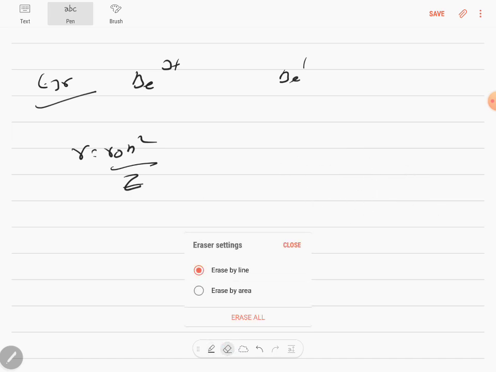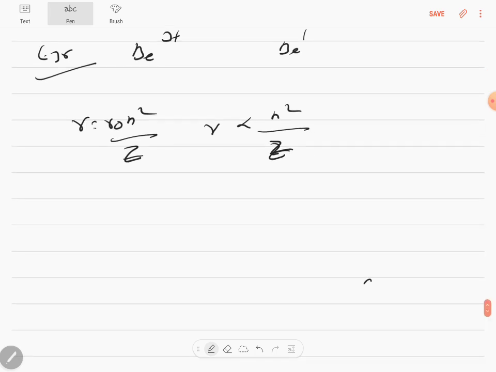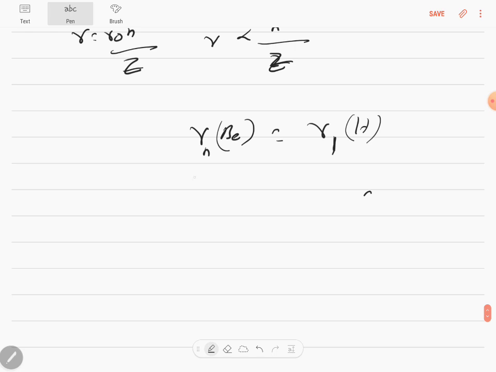Therefore, you should also know that for any other atom, R will be proportional to n square by Z. So, R is proportional to n square by Z. And this is for the radius of the beryllium, which has to be equal to the radius of the hydrogen of the first orbit. Radius of the nth orbit of beryllium will be n square by Z.